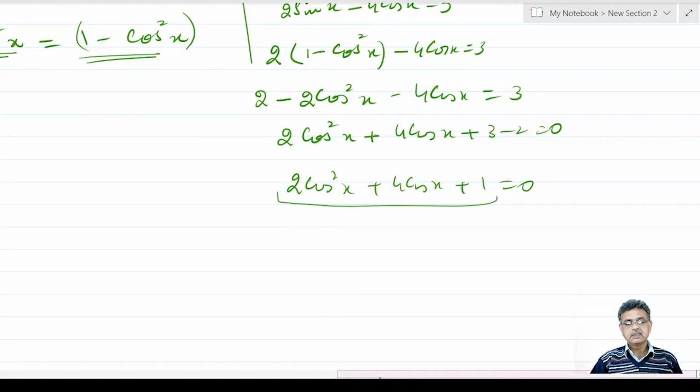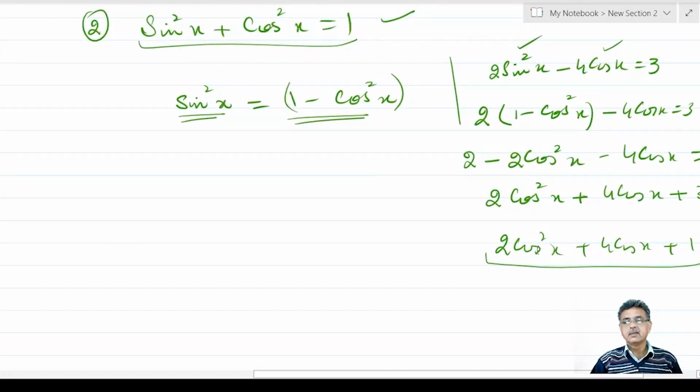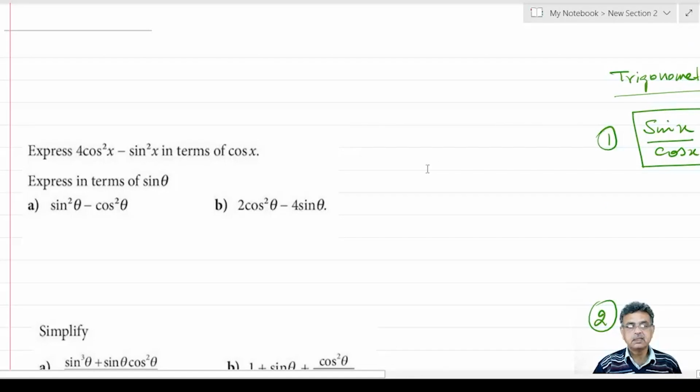So this type of application is there to simplify an equation in terms of a single trigonometric ratio, and sometimes if it is given as 1 minus cos square x, then it can be replaced by sin square x. And it is also used in solving identities, in the proof of identities. So we will solve a few questions on how these two identities are applied. So let's start from here.